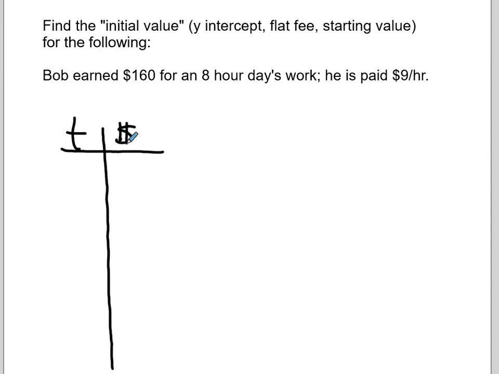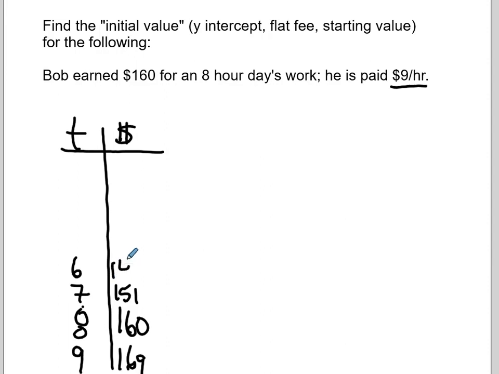You could do something like that, and then Bob's got 8 hours of work, and he's paid $160. Now if he's paid $9 an hour, if he worked one more hour, he would get $169. But we can also work that backwards, and we could fill these in working backwards until we get all the way to 0.